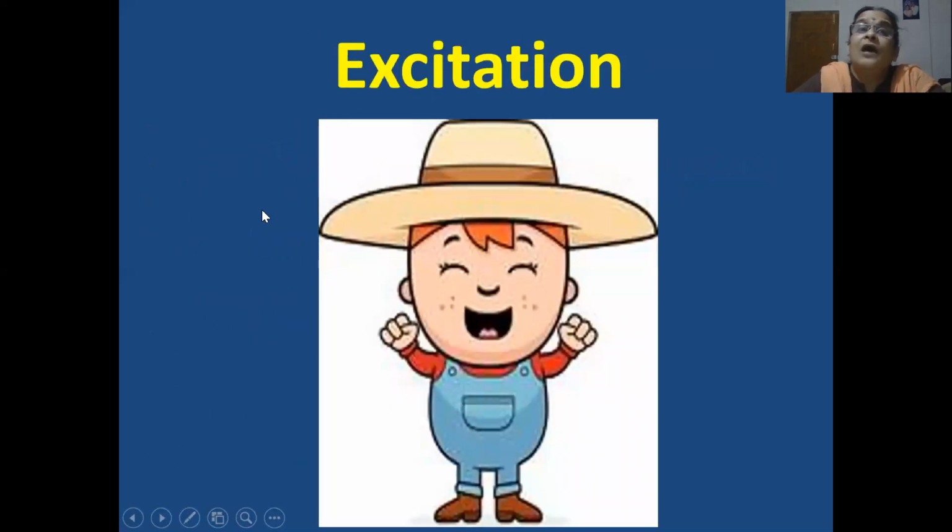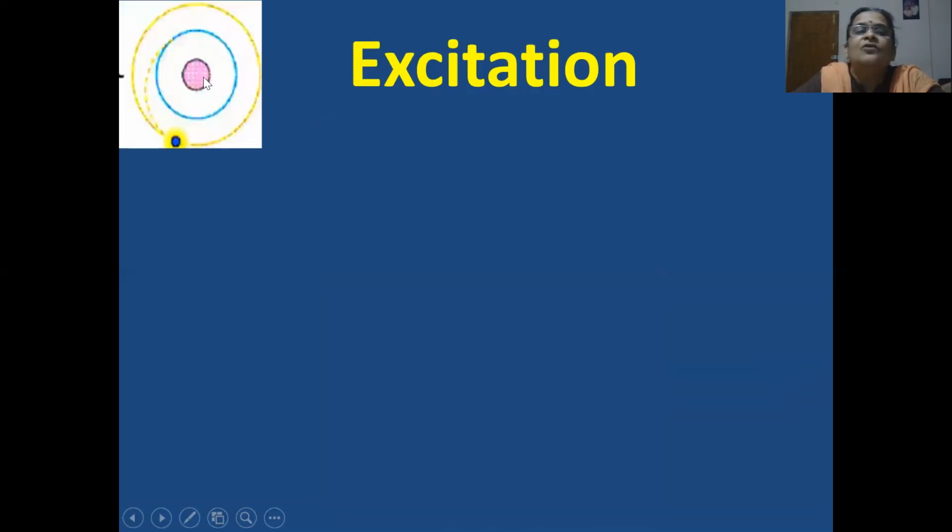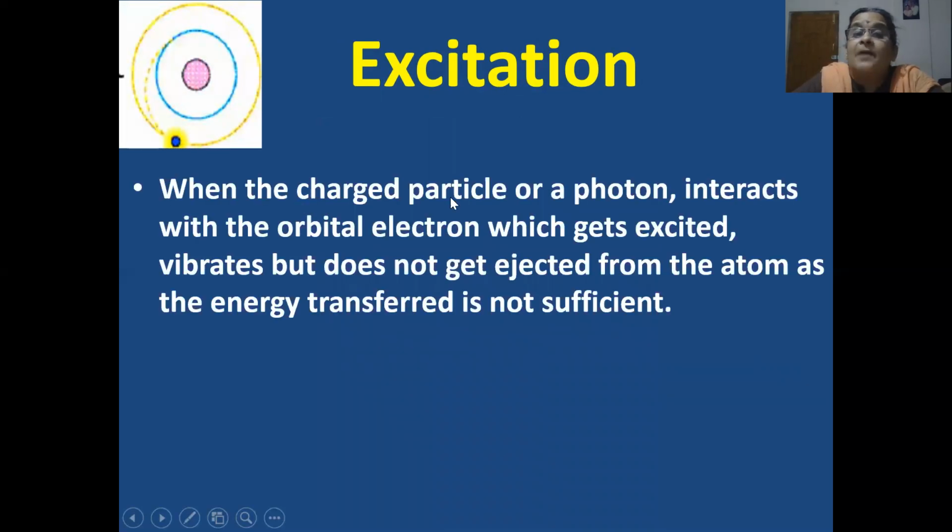Now let us see about excitation. What is it like in the nuclear fields? Here you can see the excited orbital electron jumps to a higher energy shell. When a charged particle, or even a photon, here we are talking about the gamma photon, interacts with the orbital electron, it gets excited and vibrates, but does not get ejected from the atom, as the energy transfer is not sufficient.